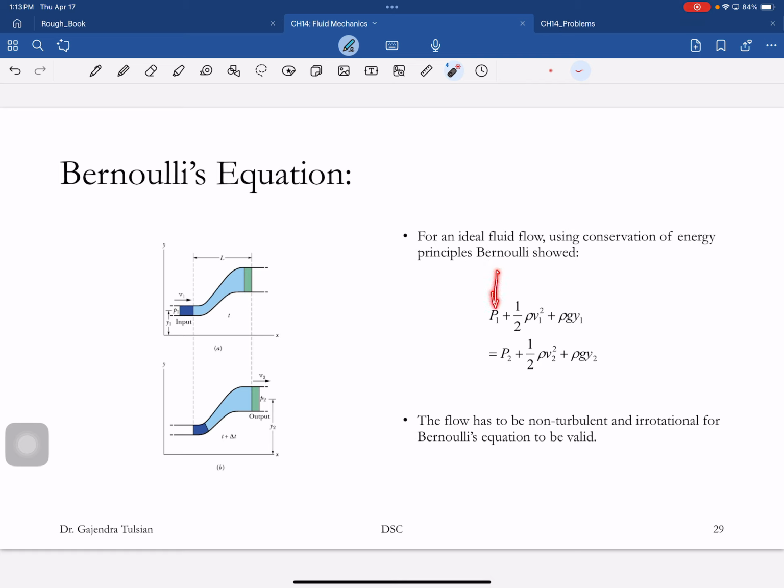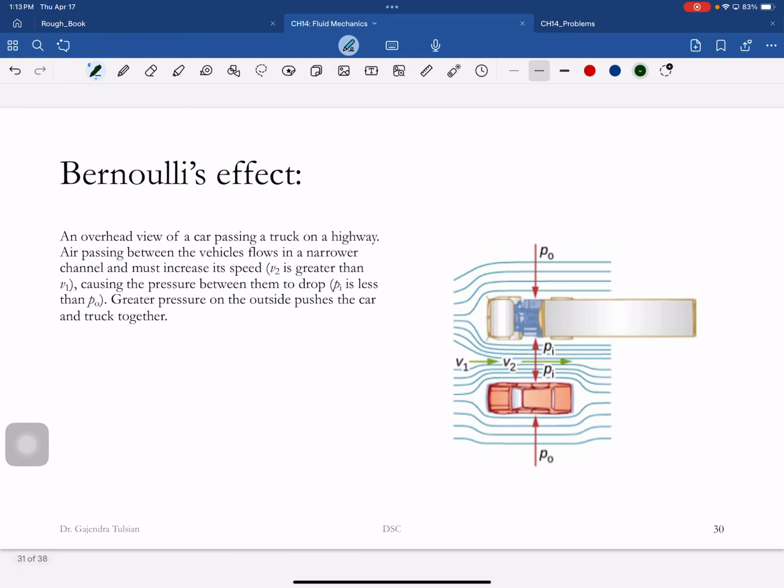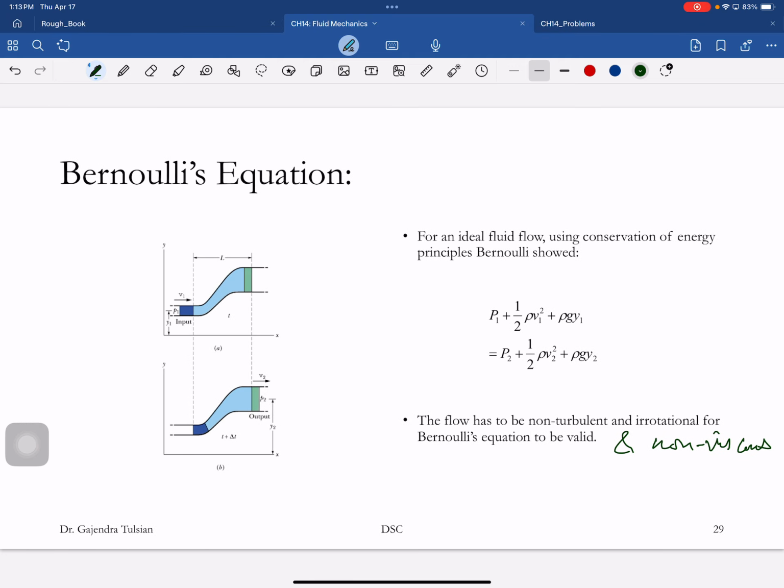The combination of pressure, this is the kinetic energy per unit volume, and this is the potential energy per unit volume. So the sum of these three quantities will remain constant. And this is Bernoulli's equation. So the flow has to be non-turbulent, irrotational for the equation to be valid, and non-viscous. So it turns out this is a result of the conservation of energy principles.